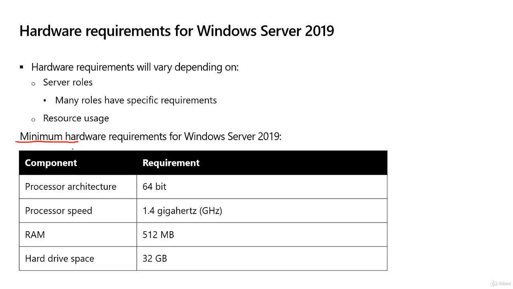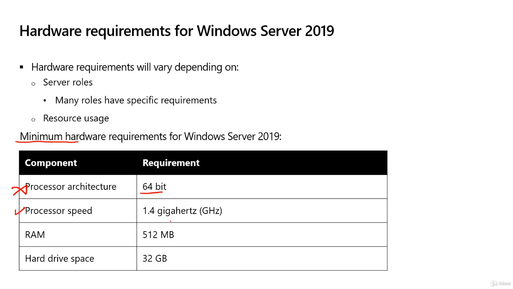Now, some of these are basically assumed knowledge, really. Processor architecture, 64-bit. There is no 32-bit server operating system. Most environments today would deploy 64-bit, even with Windows 10. With a client OS like Windows 10, you can get a 32-bit or a 64-bit. Server operating systems since 2008 R2 only come in 64-bit. So that is really just a foregone conclusion. It has to have a 64-bit processor.